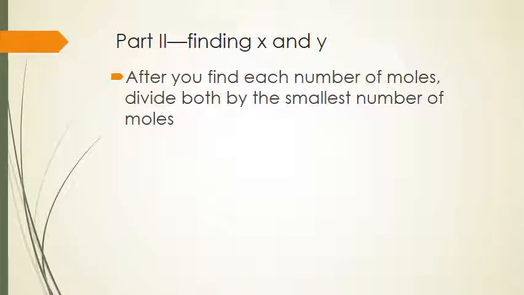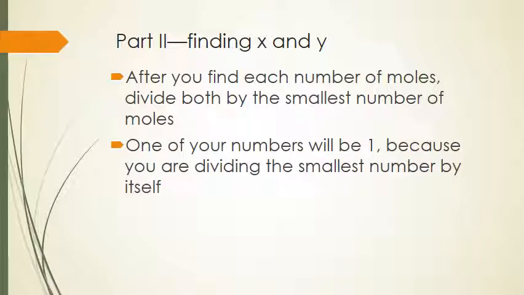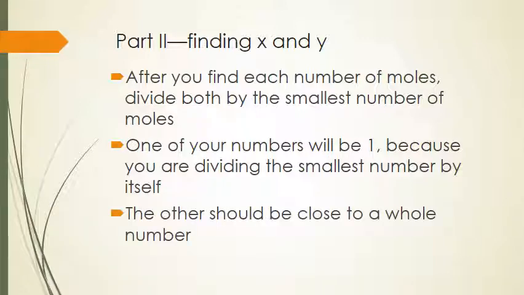So after you find the number of moles, divide both numbers by the smallest number. One of them will be 1 because you're dividing the smallest number by itself. The other number should be close to a whole number, and that is the number of moles of the other substance. I know that explanation doesn't make a lot of sense, but we're going to work an example.